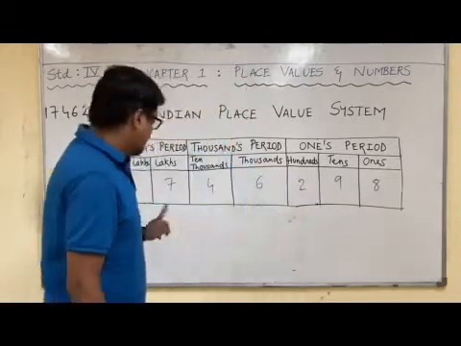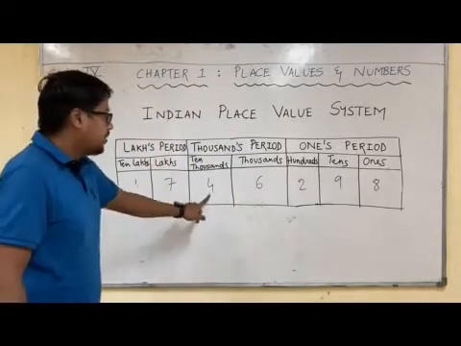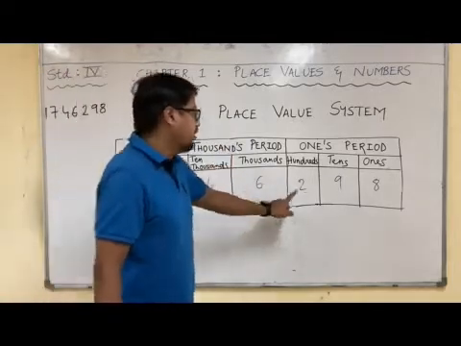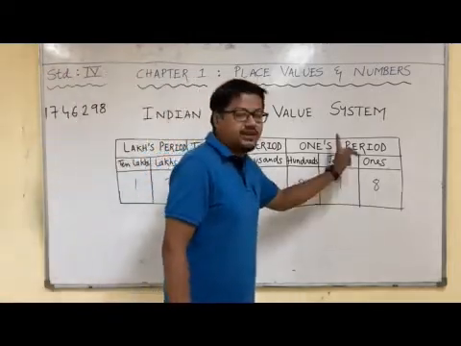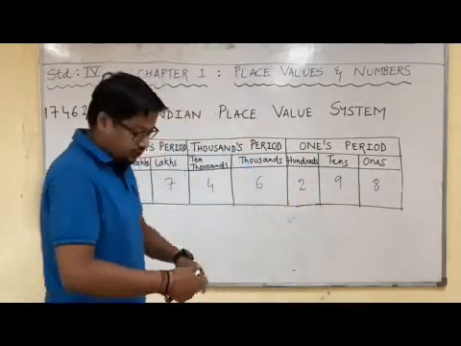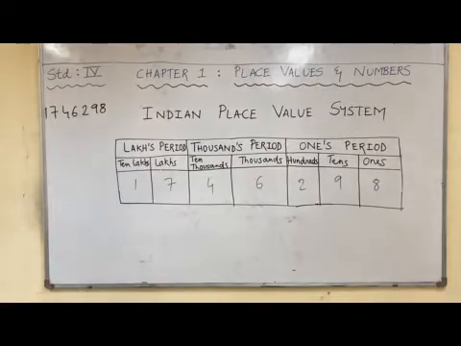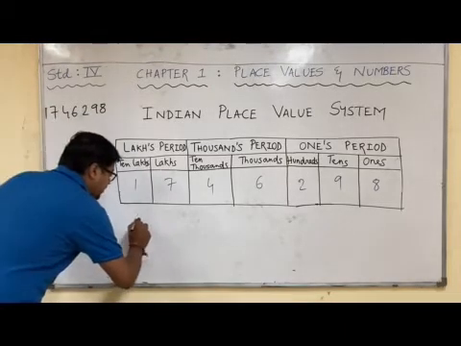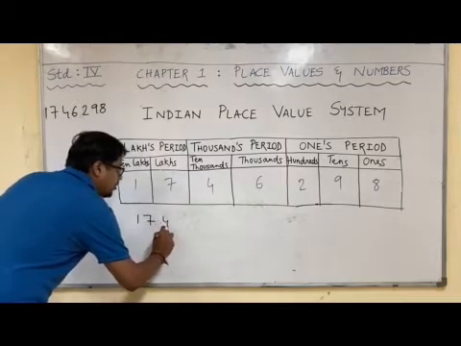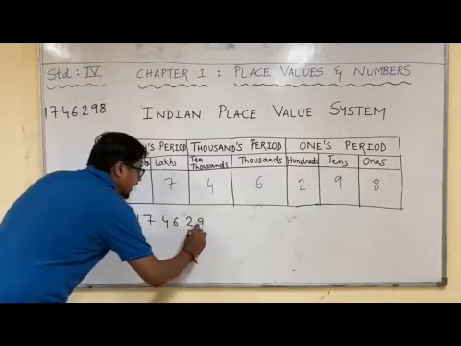46,298. 17 lakh 46,298. We are not speaking ones. So we will write the number name also. One more thing before the number name, we have to represent a number properly. How? We will write the number 1746298.